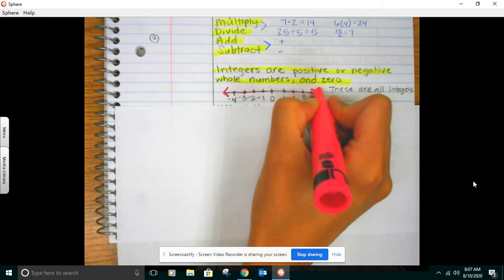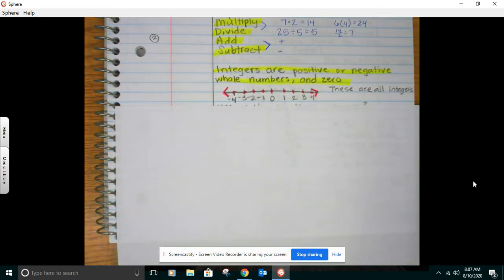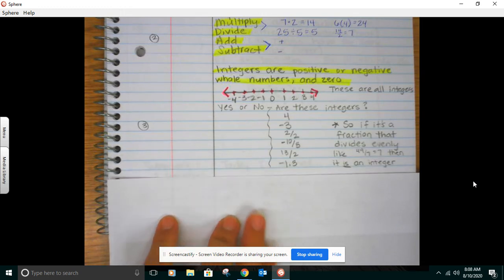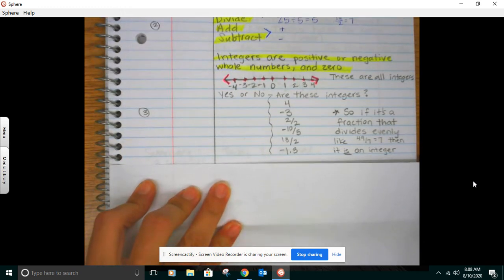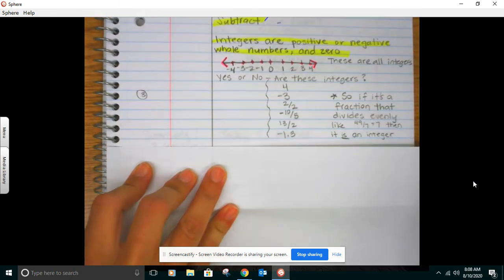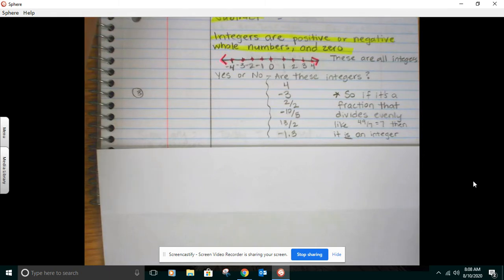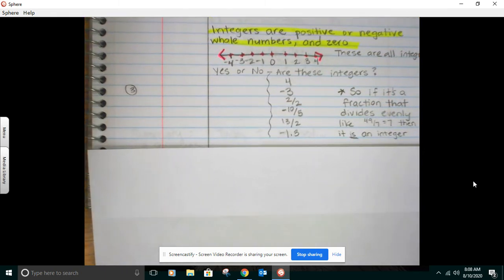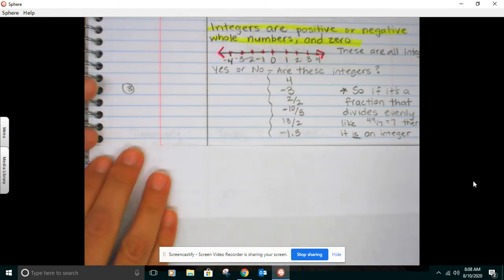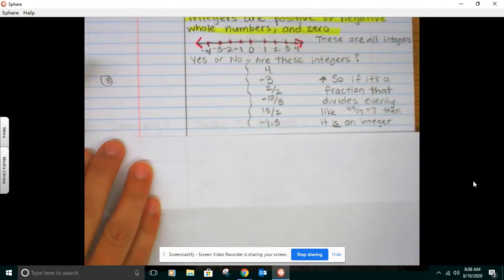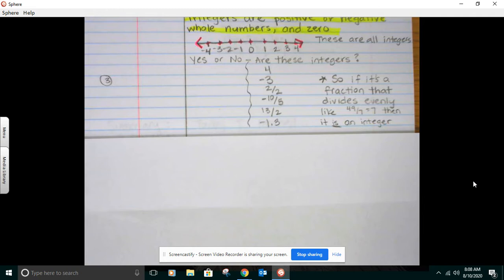And again, you guys pause this as you need to get caught up. Here is some practice. This is very similar to what it will be like on ALEKS. I'm going to zoom this in. Hopefully it works. You should be able to see this. Okay, so it's a question, yes or no, are these integers? I would pause it right now if I were you. Pause and write it down.